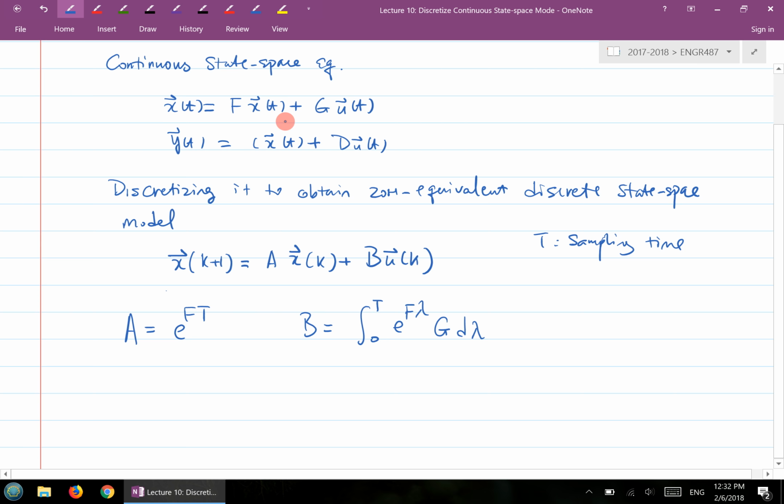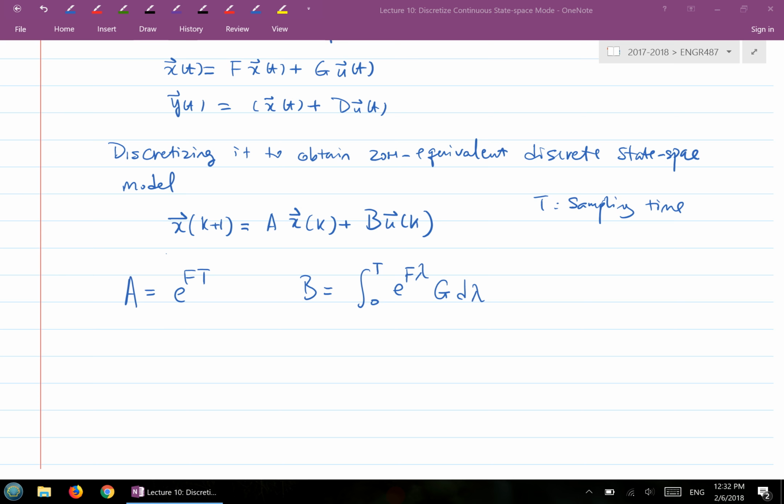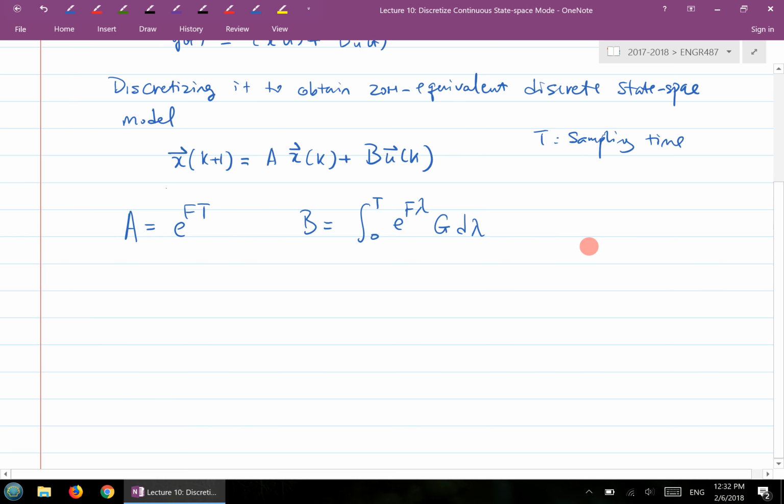So that's the result of a zero order hold equivalent discrete state space model from a continuous state space equation. We'll look at an example shortly, just to see how we can obtain A and B. So now the question is, how to calculate A and B.